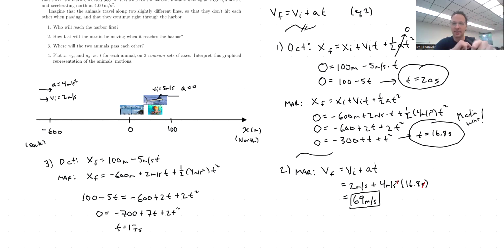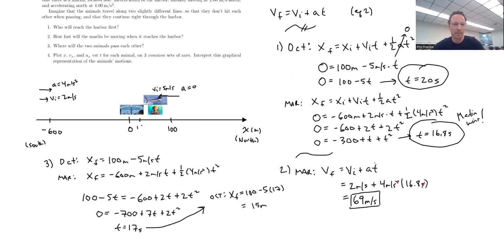And finally, at 20 seconds, the octopus finally shoots by the harbor. Let's see what position this corresponds to. So we can take this 17 seconds and plug it into the simpler of the two position equations, for the octopus, that is. The final position of the octopus is 100 minus 5 meters per second times, if I plug in the 17 seconds, I get that at 17 seconds, the octopus is located at x equals 15, so 15 meters, which is somewhere around here.